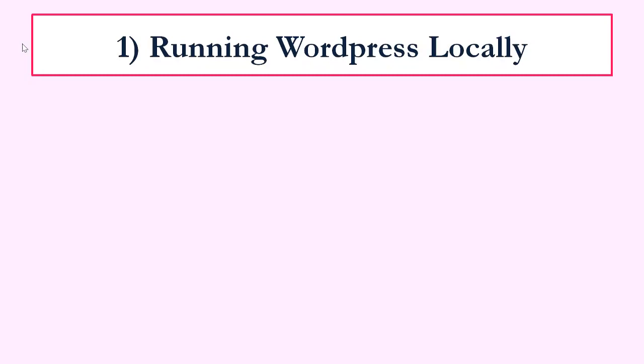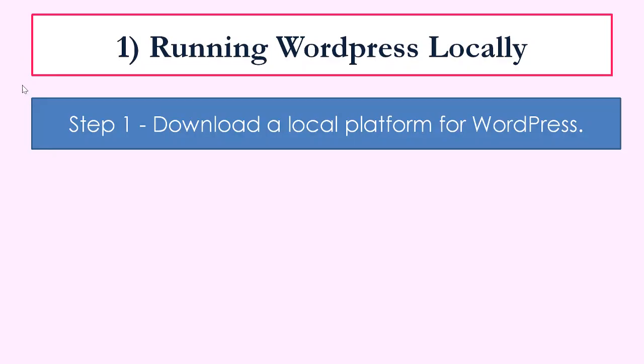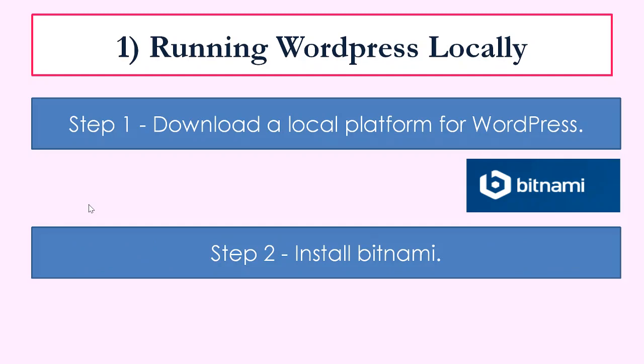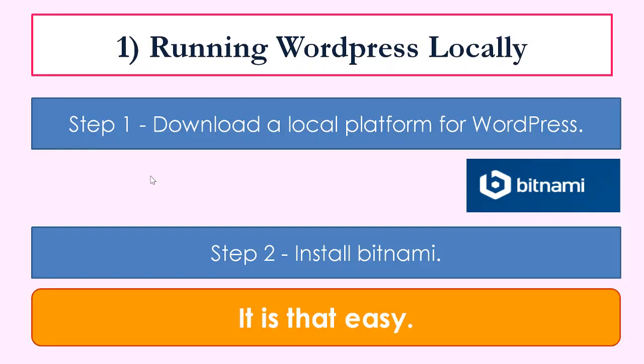To get WordPress locally on your computer, there's two simple steps that we need to do. The first step is to download a local platform for WordPress. So I'm choosing Bitnami, but there are many other platforms that you could use. But for this video, we're going to just choose Bitnami. And the second step is just to install it. So it's just a one-click installation process. Okay, so that's it, two simple steps. So it is that easy, and now we're going to try and do that.